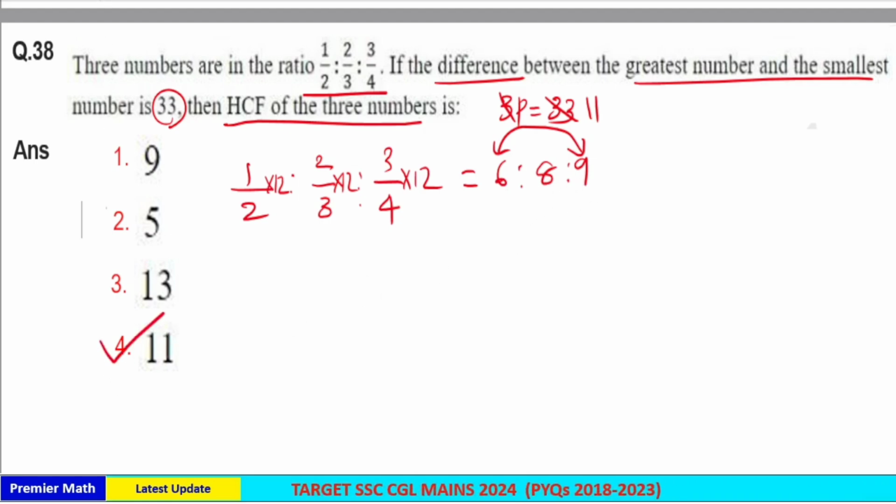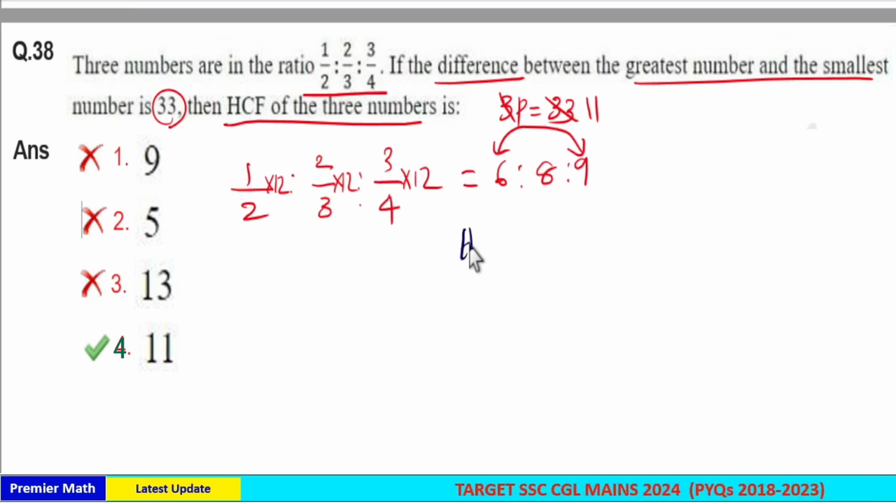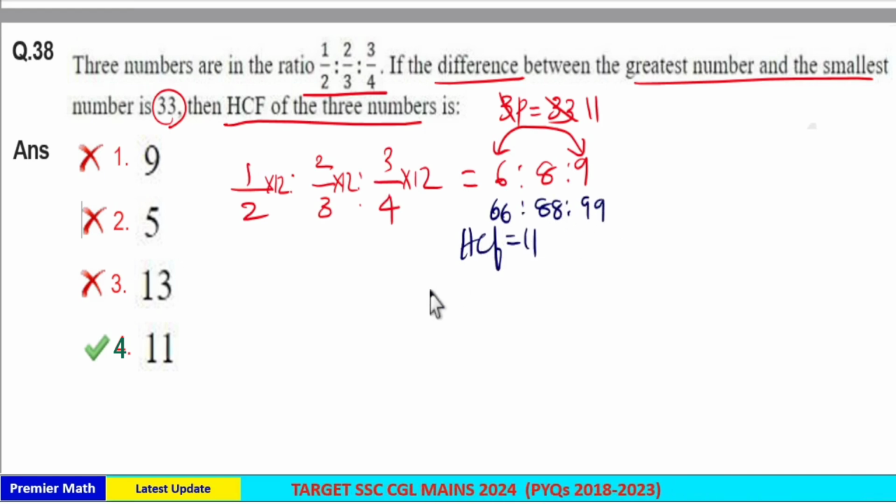So option 4 is your answer. That is, HCF is equal to 11. HCF is 11. And here these numbers are 66, 88 and 99.